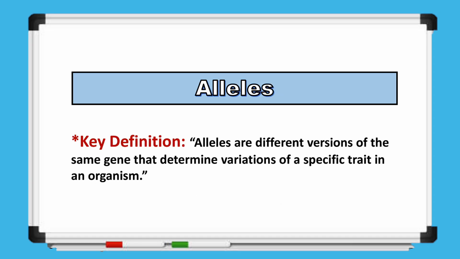Next, we come to alleles. The key definition of alleles is, alleles are different versions of the same gene that determine variations of a specific trait in an organism. In simpler terms, alleles are alternative forms of a gene. While the gene itself determines a particular characteristic, different alleles of that gene can produce variations in how the characteristic appears. For example, a gene for eye color may have alleles that result in blue, brown, or green eyes. Alleles are what create diversity in traits among individuals of the same species.